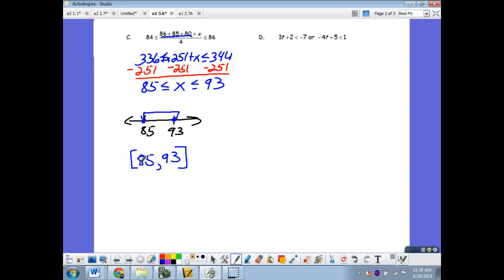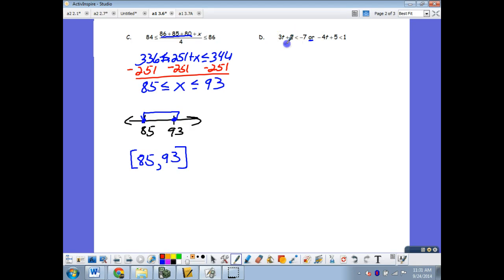Now D is a little bit different. D is no longer one where we have our variable in between two values, but instead on the outside, and that's where the word or comes from. So our graph is going to look a little bit different, and so is our interval for this. So we're going to solve each inequality individually.